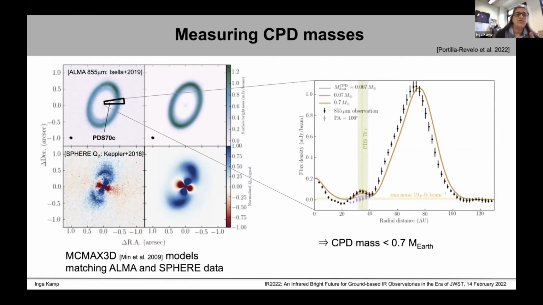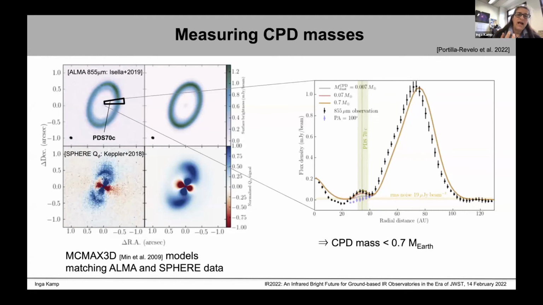And there's a little smudge in the upper left ALMA picture, which is a tiny little bit of emission at the position of the planet PDS 70c, which has been attributed to material sitting there in a circumplanetary disk.